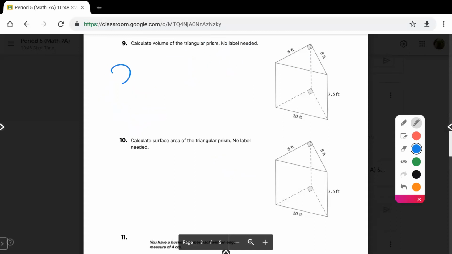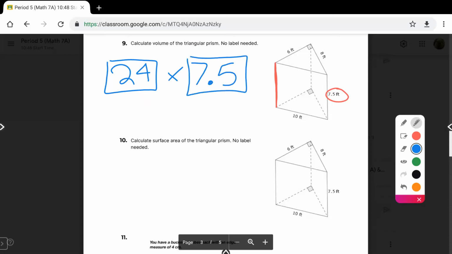So I got my 24. What I need to then do is take this number and multiply it by, ready? How far apart in the prism are your triangles? What is the distance from triangle to triangle in the triangular prism? That value, how far they're apart, is 7.5. So 7.5 is my multiplier. This is my second number, and that's it.